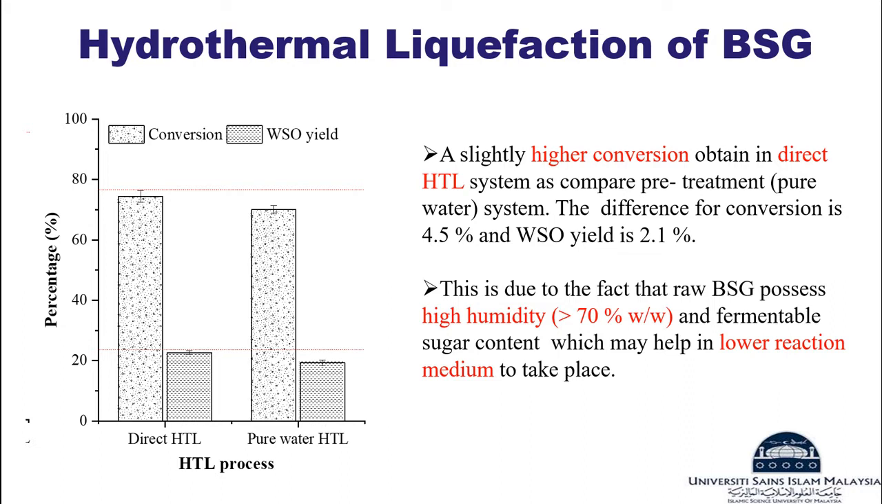It is interesting to note that a slightly higher conversion was obtained in the direct HCl system as compared to the pre-treatment. The difference in conversion is about 4.5%. Meanwhile, the oil produced was also better in the direct HCl by a difference of 2.1%. This might be due to the fact that raw BSG possesses high humidity and fermentable sugar content, which helps lower the reaction medium to take place.